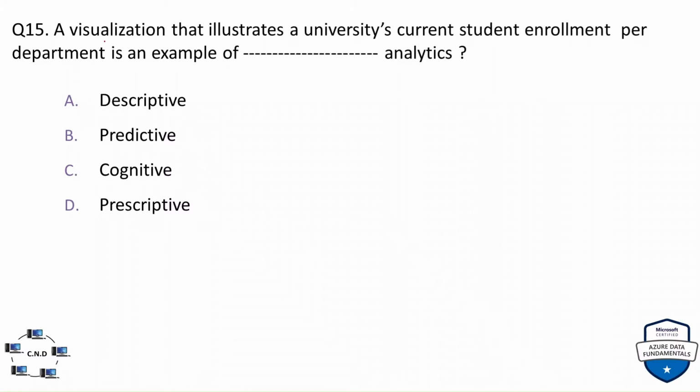Question number 15: a visualization that illustrates a university's current student enrollment per department is an example of which type of analytics? The options are A, descriptive, B, predictive, C, cognitive, and D, prescriptive. And the correct option is descriptive analytics.